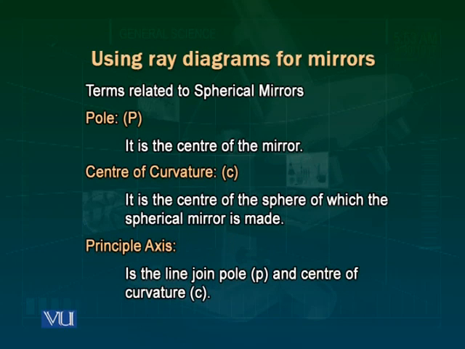It is the center of the mirror. Whenever you have a mirror, the exact geometric center of that mirror is going to be the pole. C is the center of curvature. It is the center of that sphere from which this mirror has been made. And the principal axis is the line which joins the pole to the center of curvature. Now, how do we use this in a ray diagram?